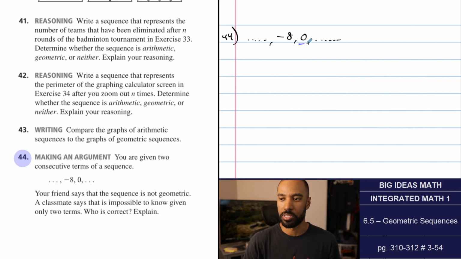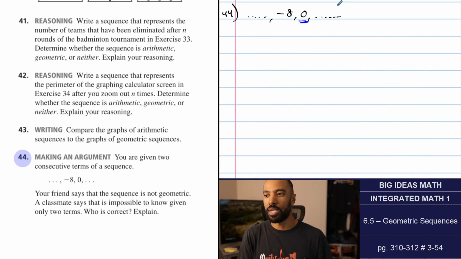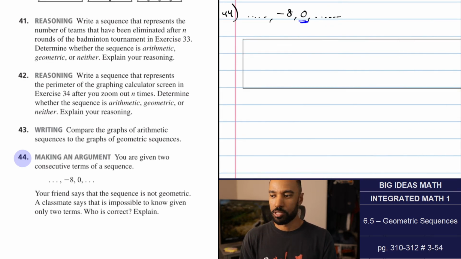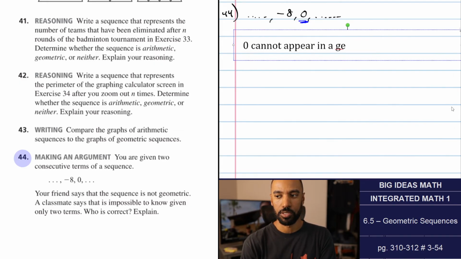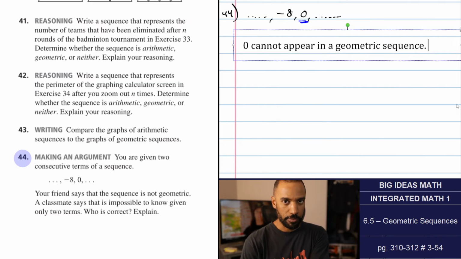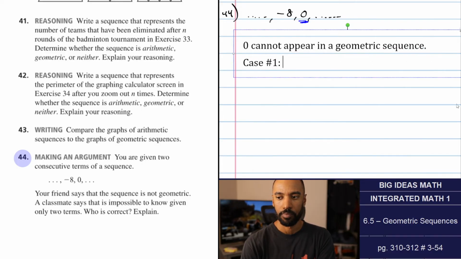What I really called out was that 0. 0 cannot appear in a geometric sequence. Let's think about why. Mr. Robinson, why not? You have 2 different cases. Consider the following. Case number 1. Not really case number 1, but more reason number 1.